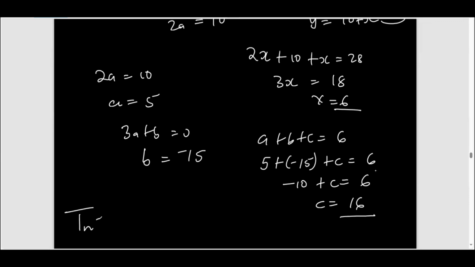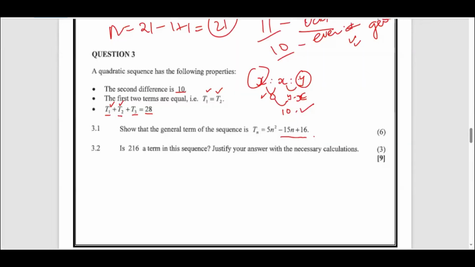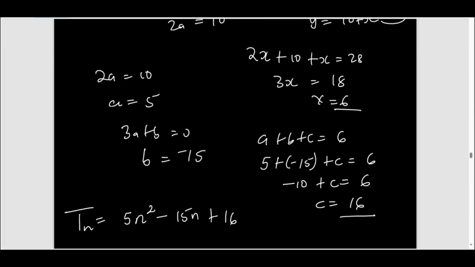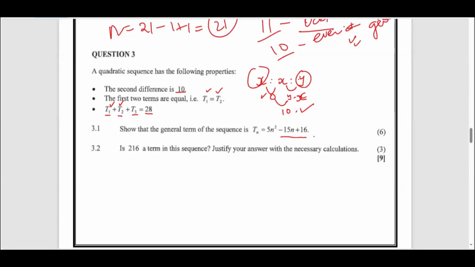I don't know. Let's just finish up. So 5n squared. Okay. This is 5n. And then we say minus 15n plus 16. Is that what the question has? 5n squared minus 15n plus 16. Perfect. Okay, so we've just proved what the question wanted.